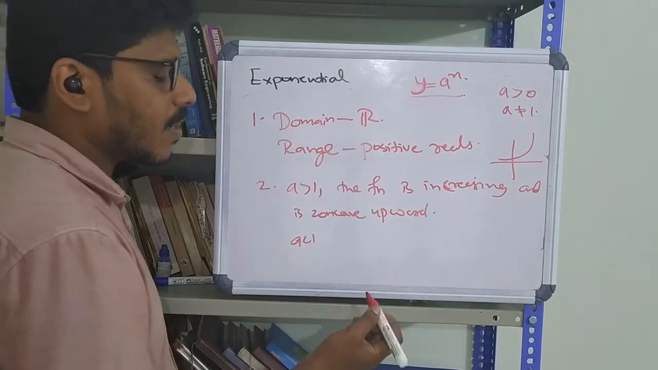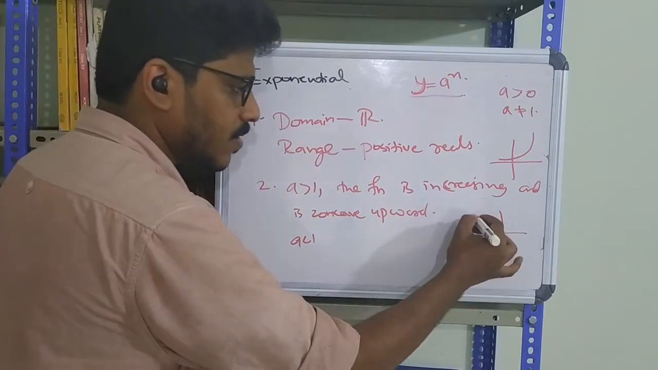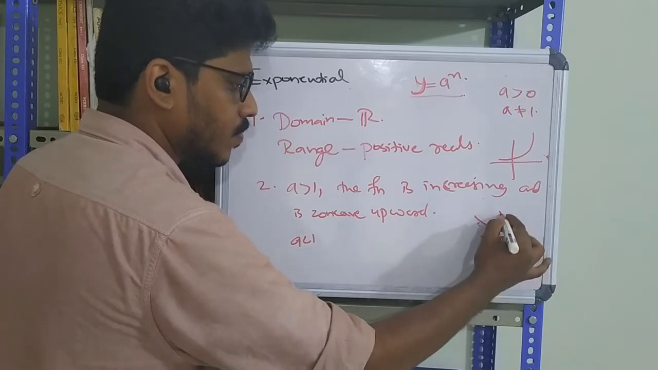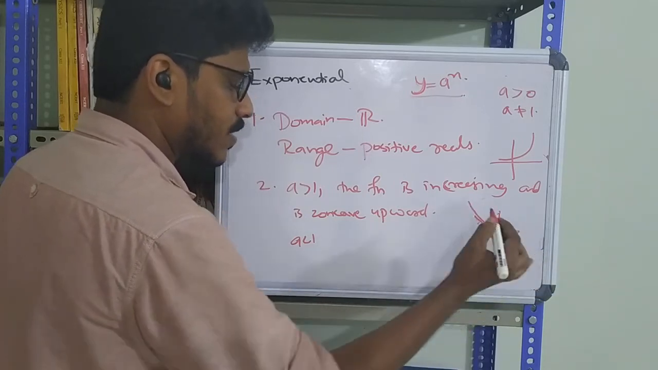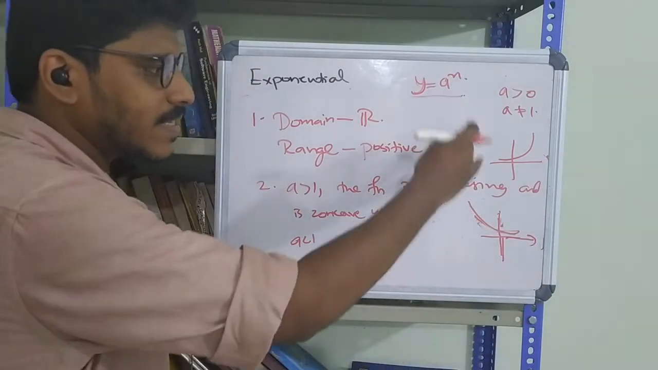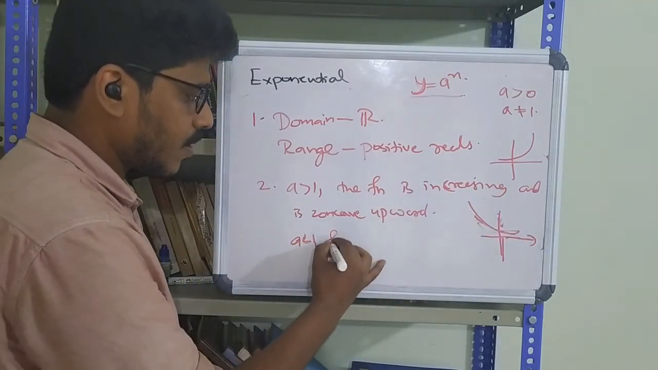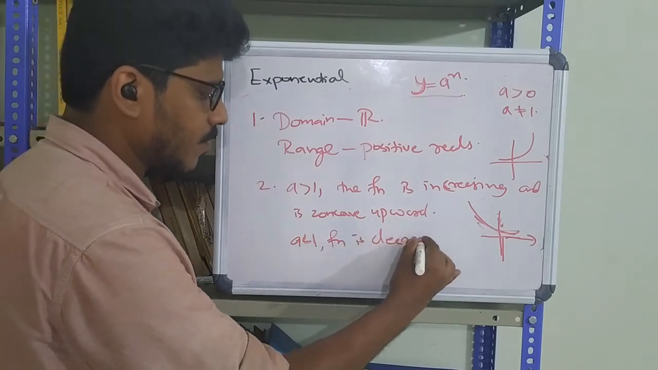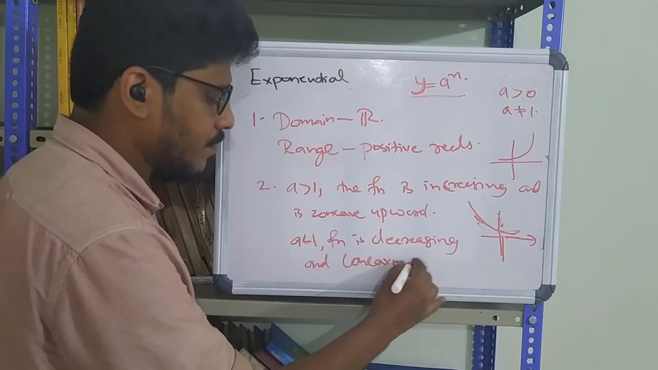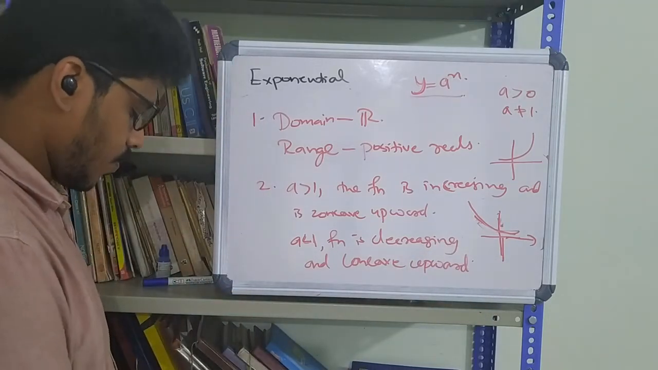We have seen the case of y equal to 1 by 2 raised to x, or 2 raised to minus x. There we had the function like this, where the function decreases as x increases, and the concavity does not change, it's still concave upward. So if a is less than 1, the function is decreasing and concave upward.